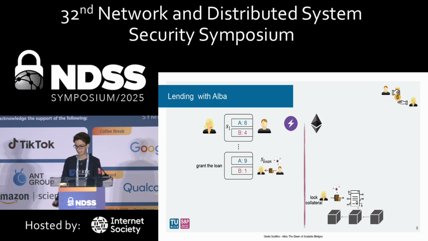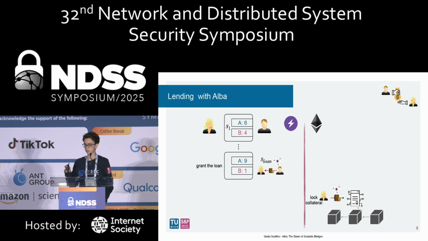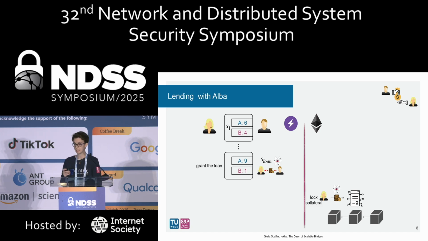So what happens? Alice locks some coins into the Ethereum smart contract, and Bob grants the loan to Alice on the Lightning Network, so on the payment channel. And these two actions, Alice locking collateral and Bob granting the loan, must happen atomically.